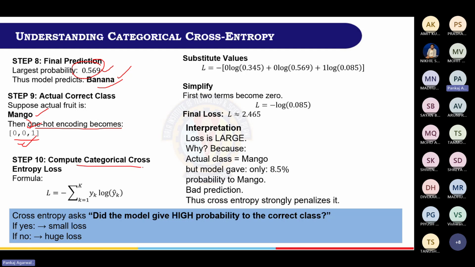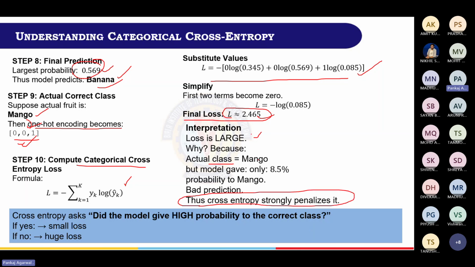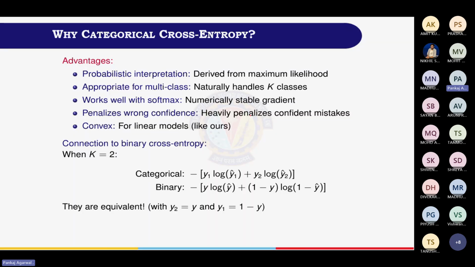Then you compute the categorical cross entropy. You compute all this. I think it's not rocket science. You can sit back. Ultimately, you calculate this loss, and the loss is large, because the actual class was mango, but the model gave only 0.85%, or whatever, 8.5% probability to mango. So it is a bad prediction. Thus, the cross entropy strongly penalizes it. That is what we wanted to do, isn't it? Because the final loss is quite big.